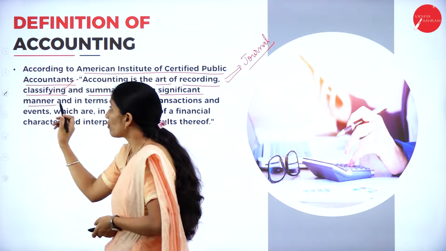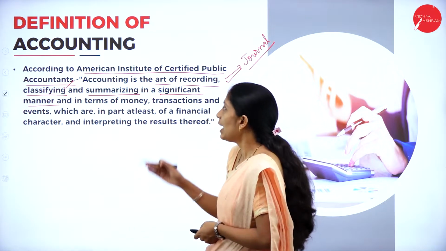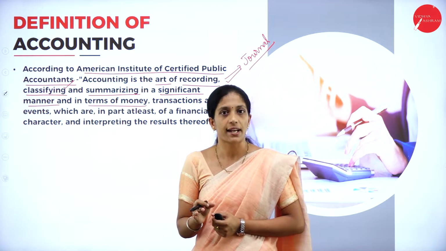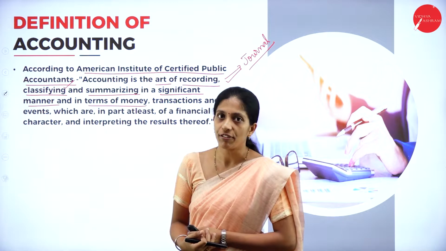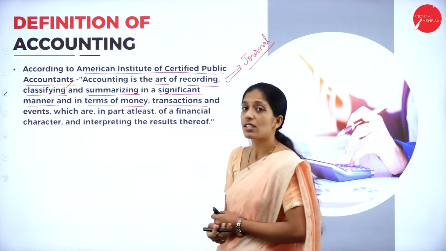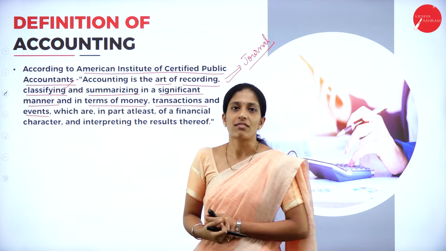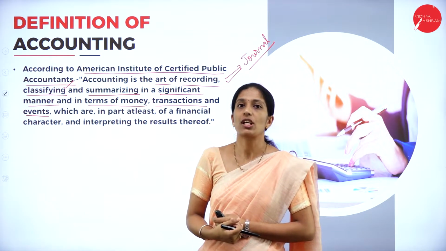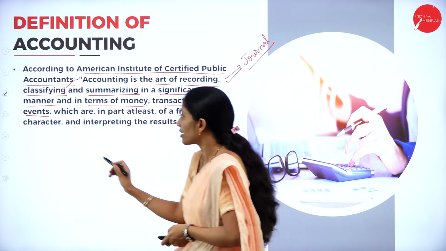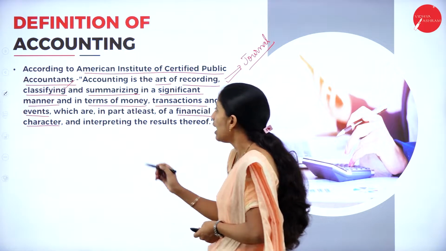So as I told you, we have to present that accounting information in an understandable manner and in terms of money. As I told you, we will record only those transactions which can be measured in terms of money, that is, monetary units. So what type of events will we record? Only monetary transactions, transactions which can be measured in terms of money, which are at least in part of a financial character.